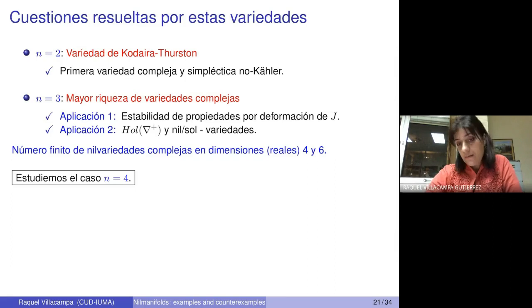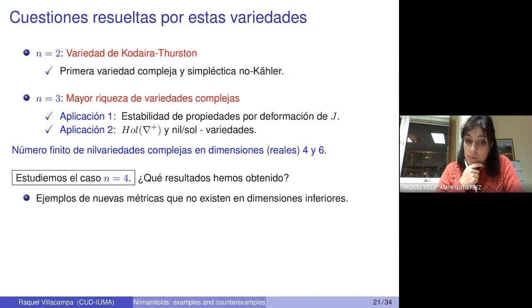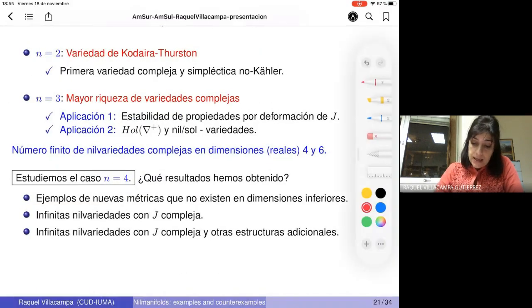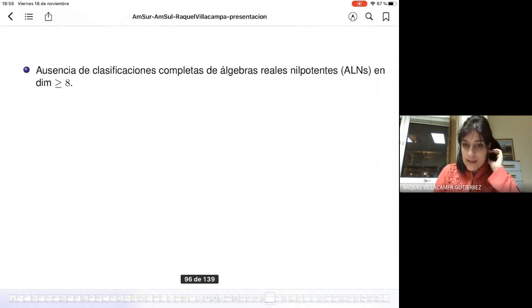In higher dimension, real dimension 8, we have obtained the following results. We obtain new metrics that do not exist in lower dimensions. And we have obtained, and this is the important point, infinite families of manifolds satisfying certain properties. Moreover, we have obtained a complete classification of nilpotent Lie algebras of one-dimensional center that admit complex structures.